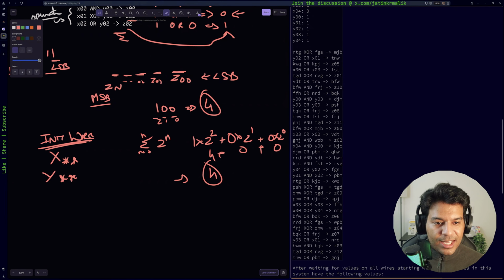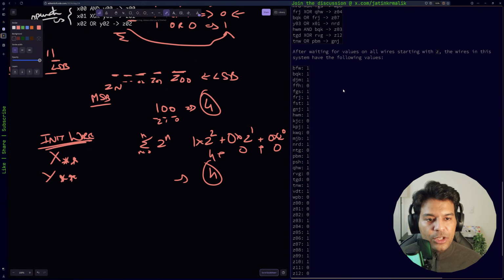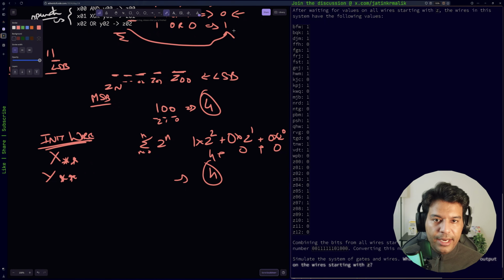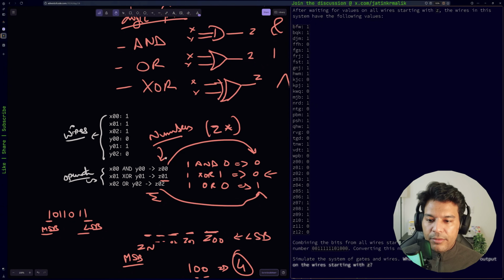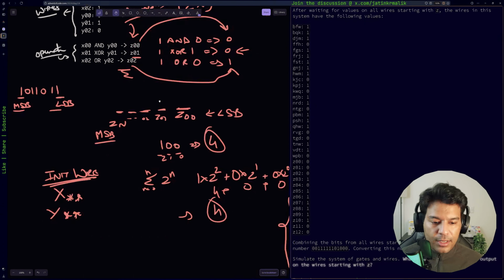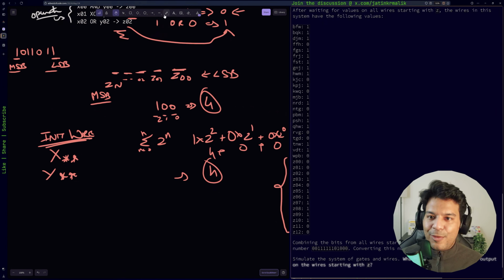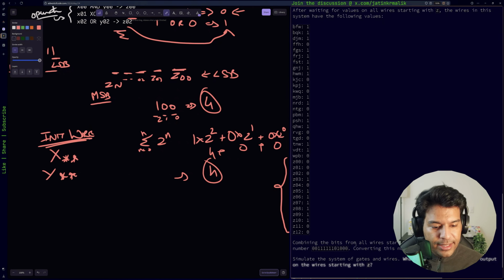So if we denormalize this network and run it, at the end, each of the wires in this system will have these values that are given to us. So 1, 0, 1, 1, 1. But at the end, all we care about are the values on the wires starting with Z, which I also mentioned here, which we have to use to construct a number. So in this example, that is here, if I align this whiteboard well, we can see that combining these bits from all wires starting with Z produces the binary number.